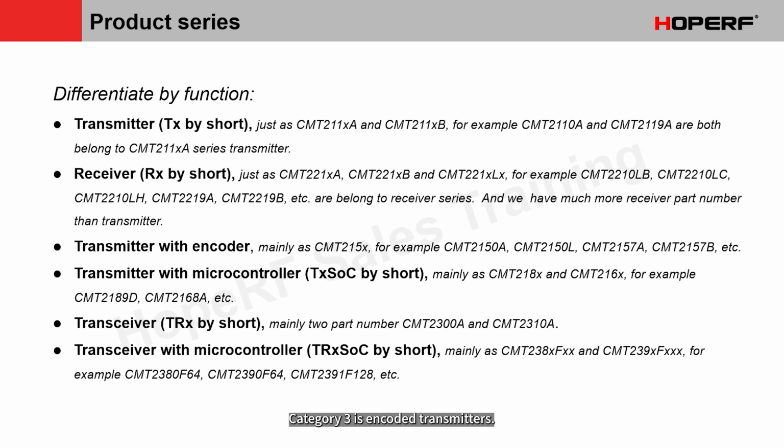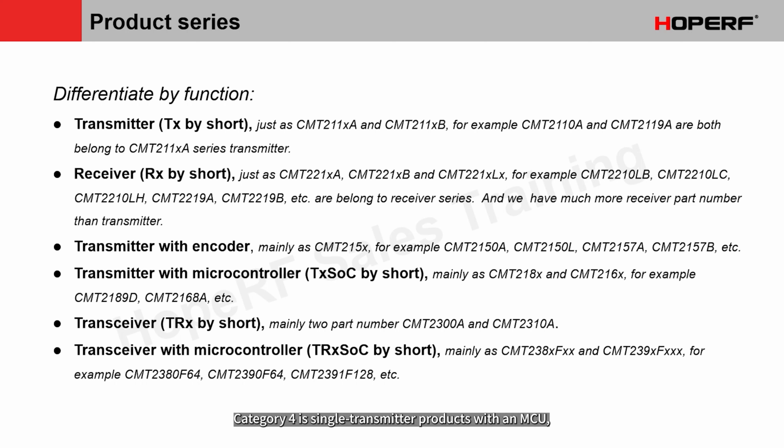Category 3 is encoded transmitters. This mainly refers to the CMT215X series. For example, there are CMT2150A, CMT2150L, or CMT2157A, CMT2157B, etc. All these are part of the encoded transmitter series.